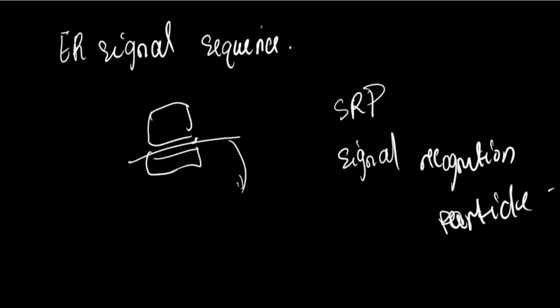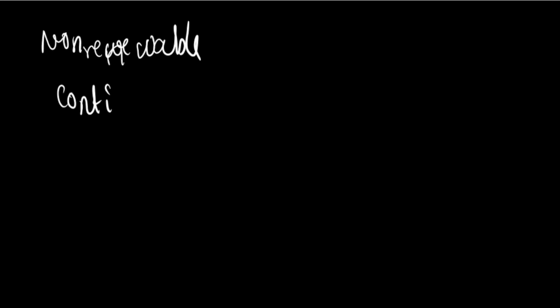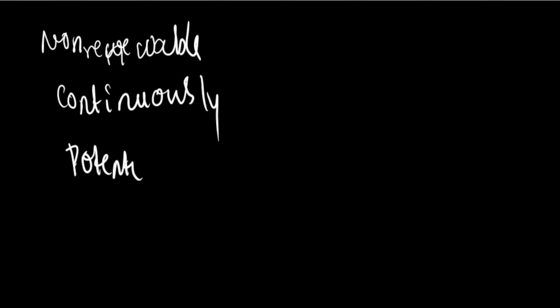Now, very quickly, having considered protein synthesis, which we said takes place in two steps, transcription and translation, let's take a look at our outline. Alright, so going by our outline, we have considered protein synthesis. Let's take a brief look at cell renewal. Now, for cell renewal, we have what we call the non-renewable population. We have the continually or continuously renewing population of cells, and then we have the potentially renewable population of cells.